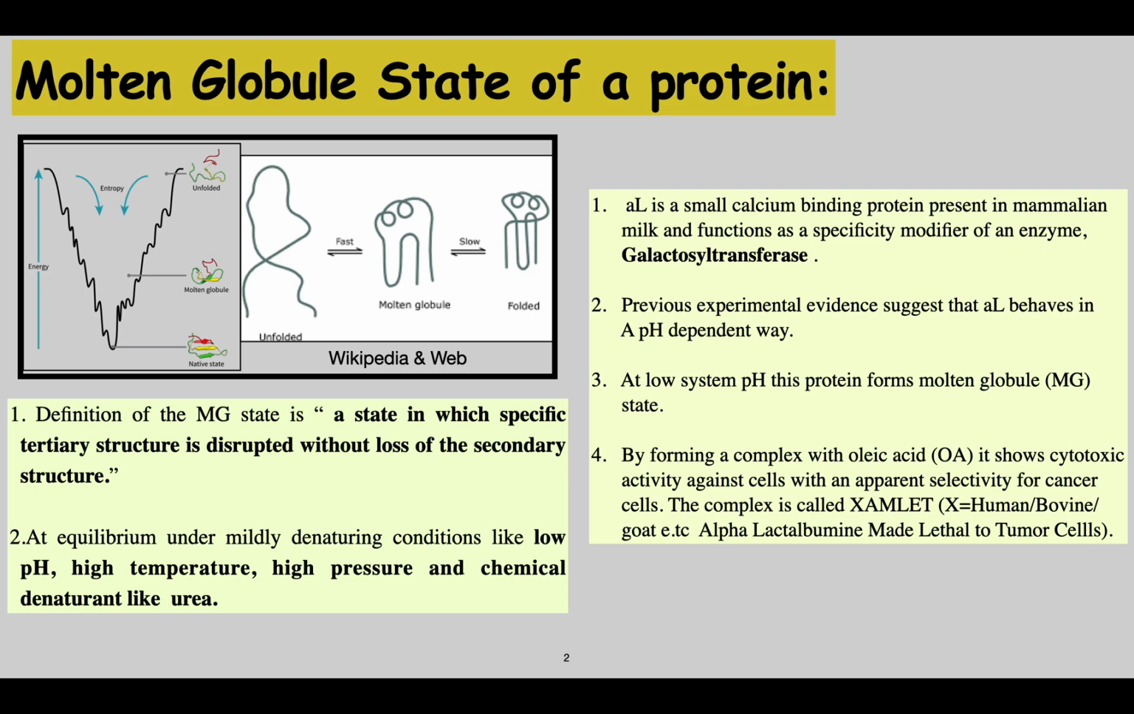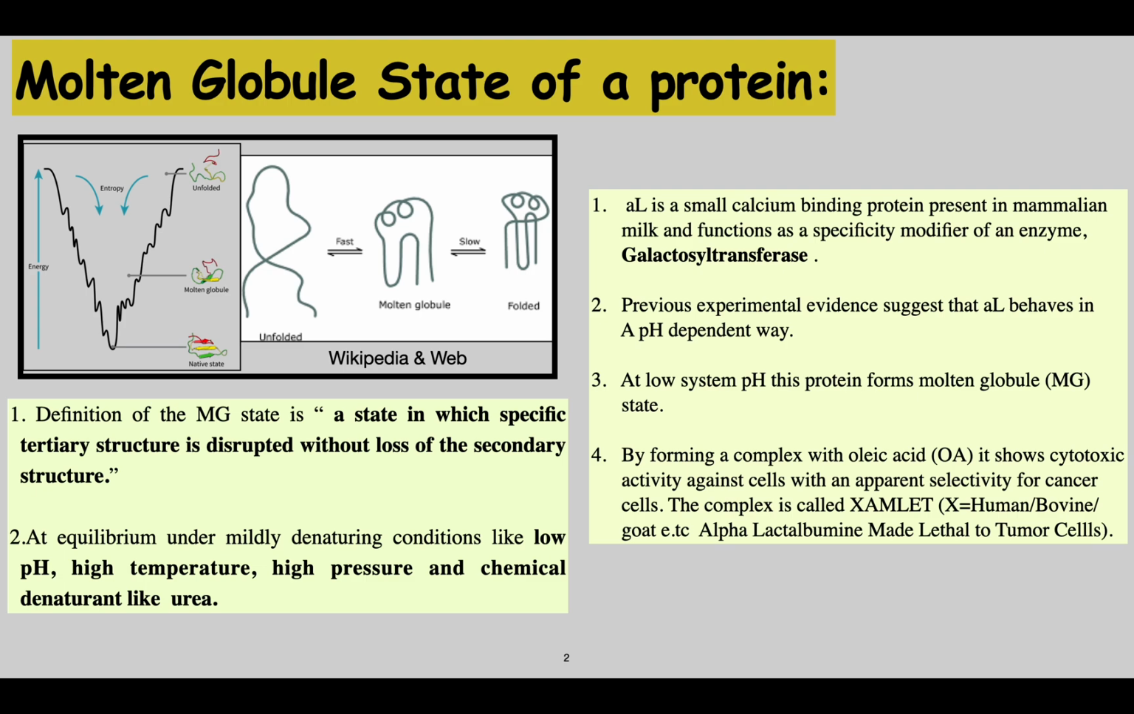Now, the specific definition of the molten globule state is a state in which specific tertiary structure is disrupted without loss of the secondary structure. Basically, the molten globule state is an intermediate state between the unfolded and folded state. So, in equilibrium, if one wants to achieve the molten globule state, we need some mildly denaturing condition like low pH, high temperature, even the presence of chemical denaturants like urea.